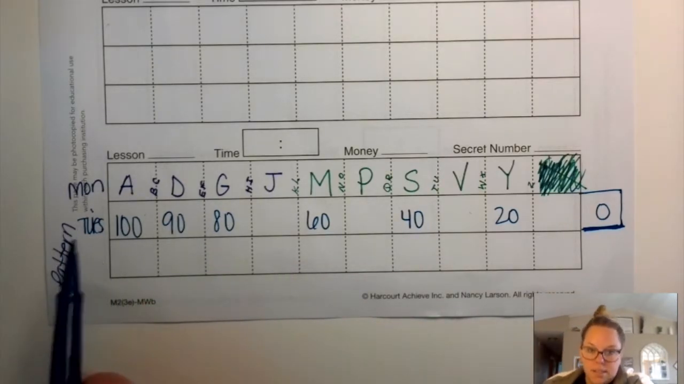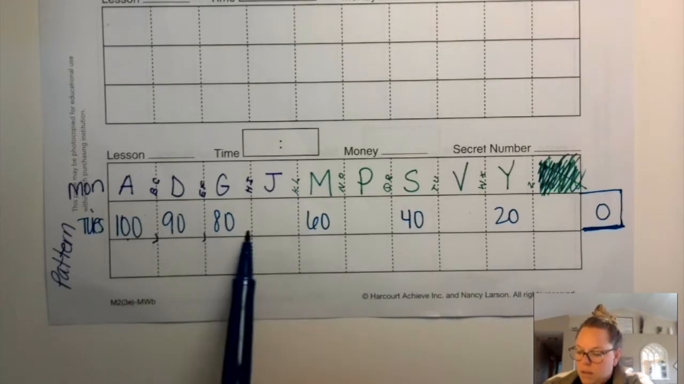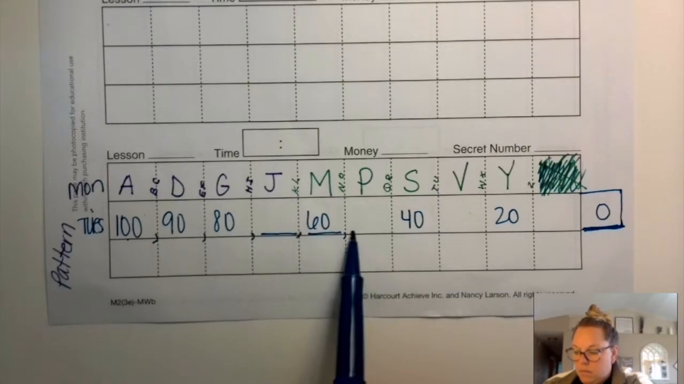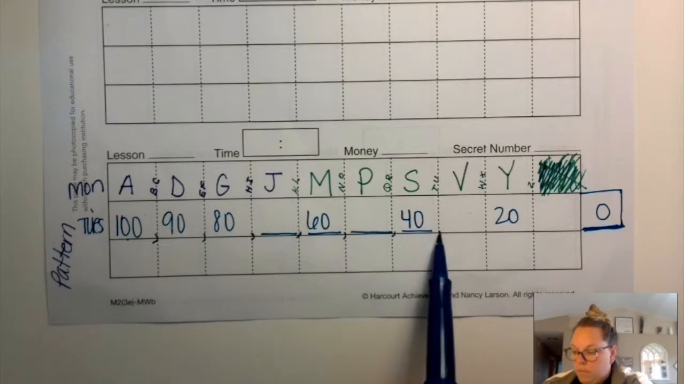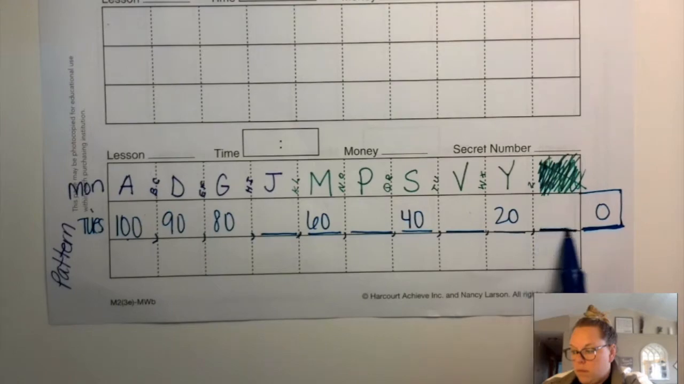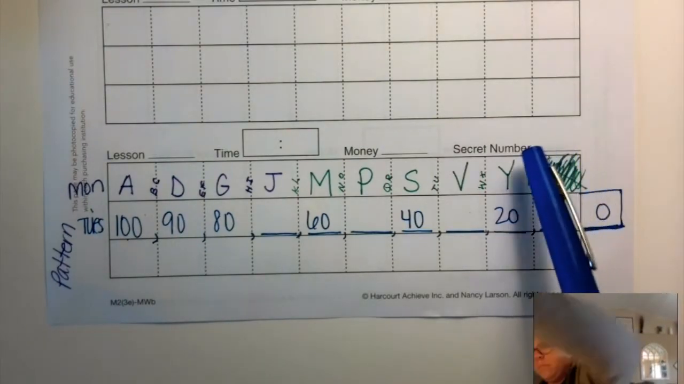Well, today, as you can see, I've already written this out. 100, 90, 80, 60, 40, 20, and 0. So what's happening in this pattern? You're right, we're counting by tens. Are we going up by tens? Are we counting forward by tens? Are we counting backwards by tens? We're counting backwards. Sorry about that.